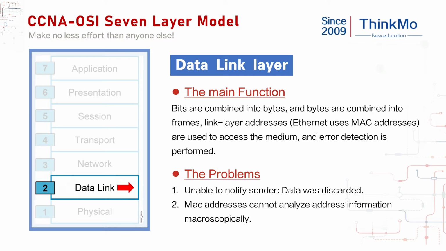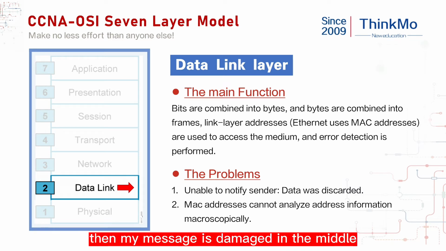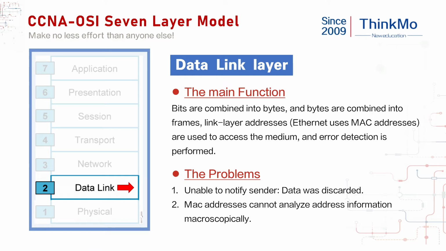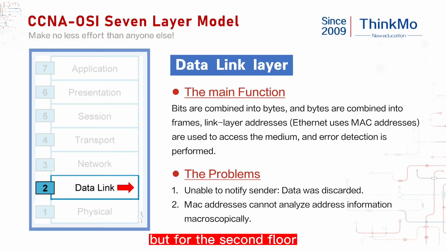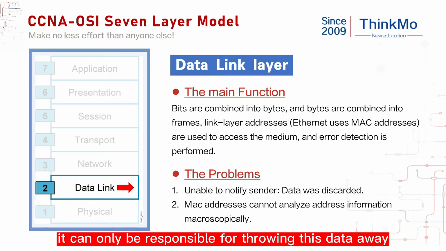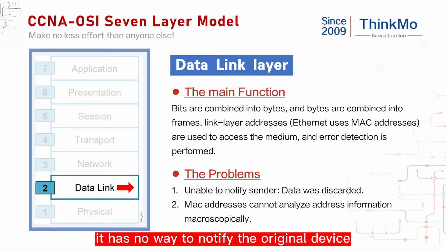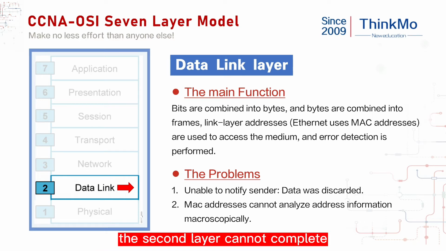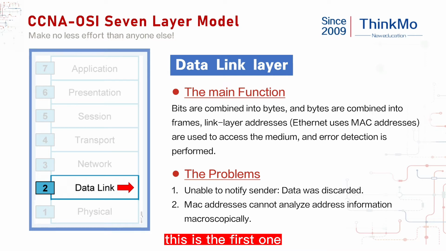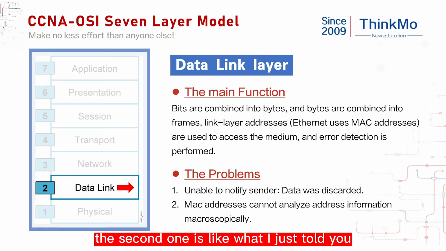For example, I send a message to the peer, and my message is damaged in the middle. But for the sender device, this data has been sent. Some device lost the data in the middle, so that device needs to notify me that this data was not passed to the destination. But the second layer can only be responsible for throwing this data away. It has no way to notify the original device. So this is a function that the second layer cannot complete. This is the first one. The second one is like what I just told you.